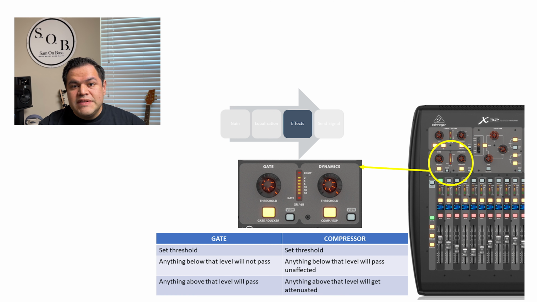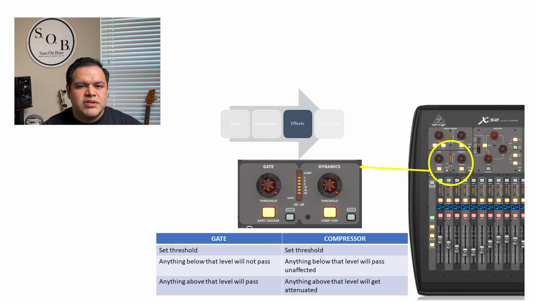You don't want babies opening gates they shouldn't be opening. With the gate effect, you set a threshold and any signal that is below that level of decibels will not pass. So although that channel is live, no signal will pass if it's below that decibel level. Once it exceeds that level, it will be allowed to pass and keep processing through the mixer, and you'll hear that sound.